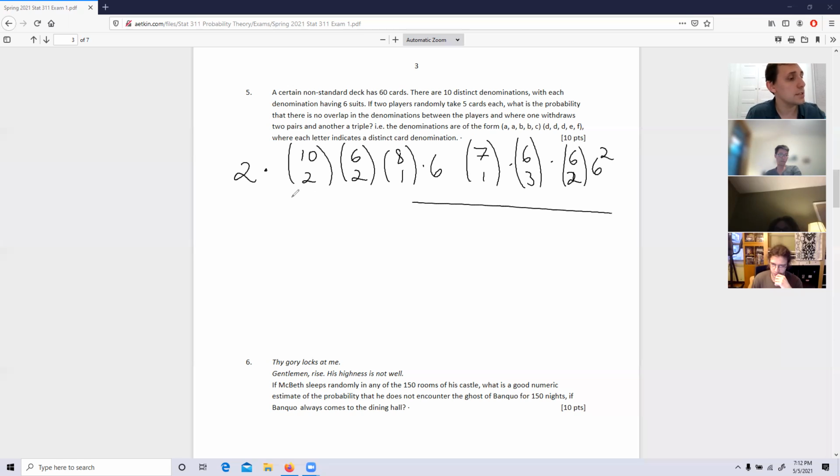So this is my numerator, and my denominator will be, in general, the first player can basically select any of the cards and distribute them to players. So my denominator can be simply something like 60 choose 5 for the first player, and 55 choose 5 for the second player.